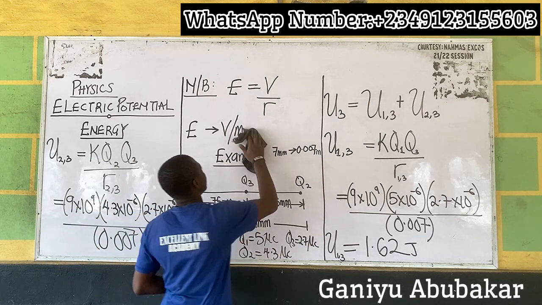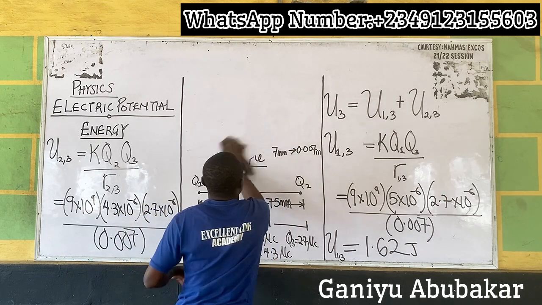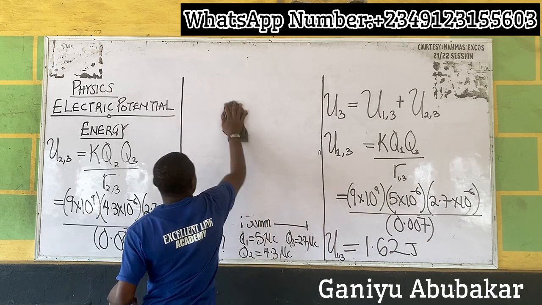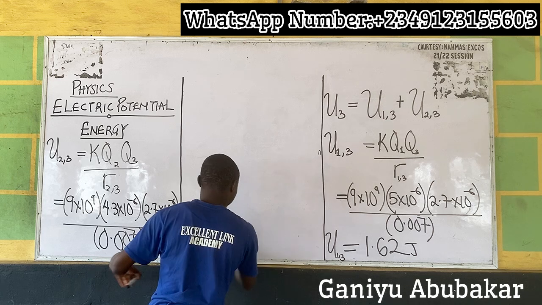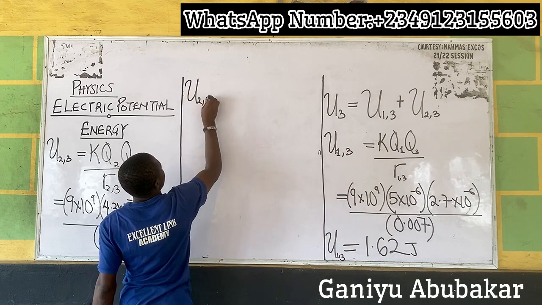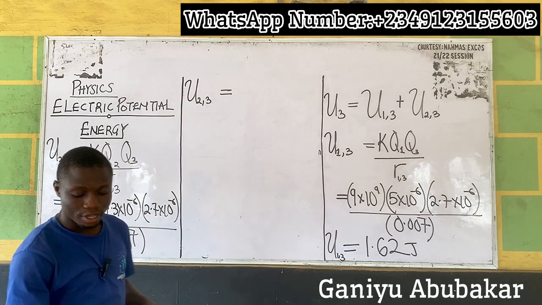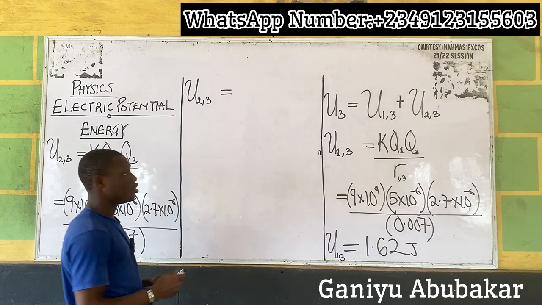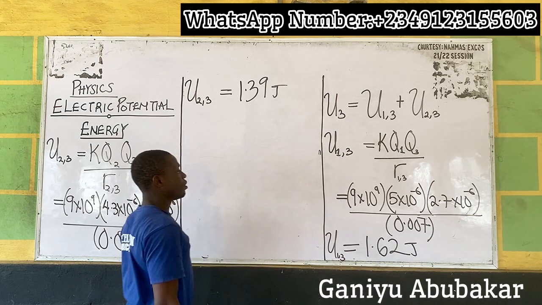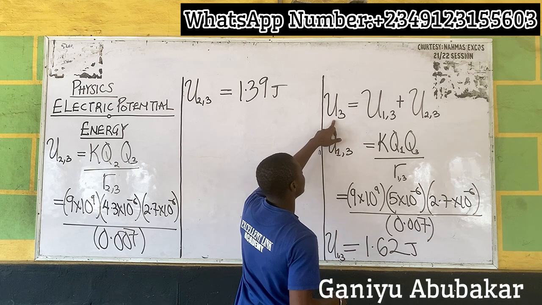So the value for U23, if I put everything together, should give me about 1.39 joules.